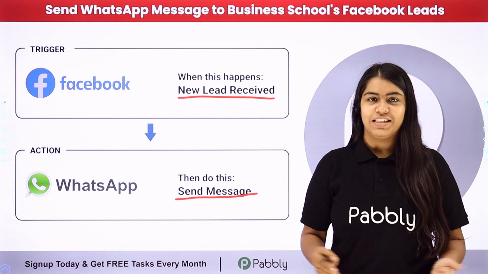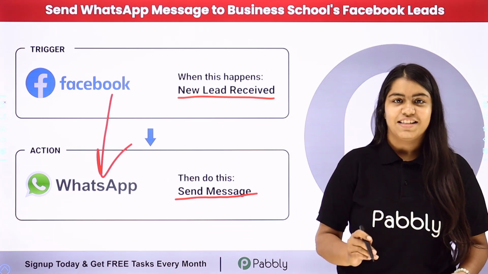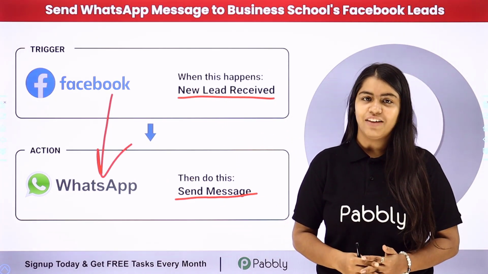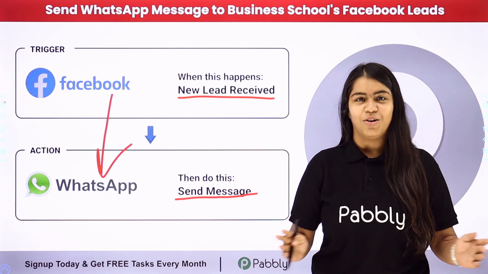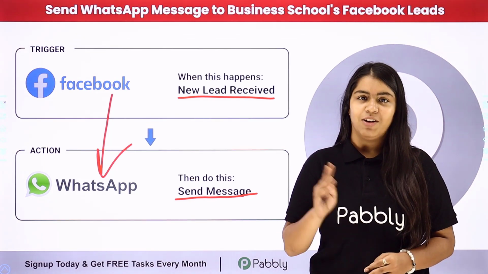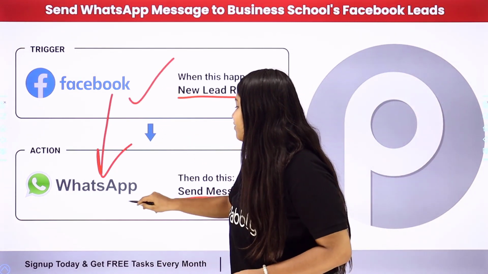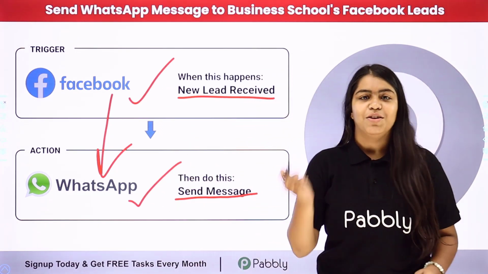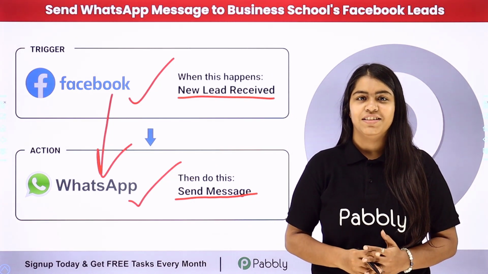For this we are going to create a connection between Facebook Lead ads and WhatsApp. To create this connection without knowing any coding language, we are going to use Pabbly Connect. It is an amazing automation software. So in Pabbly, we have the concept of trigger and action. For trigger, we are going to use Facebook Lead ads, and for action, we are using WhatsApp. So if you also want to learn this process step by step, follow me through the screen.